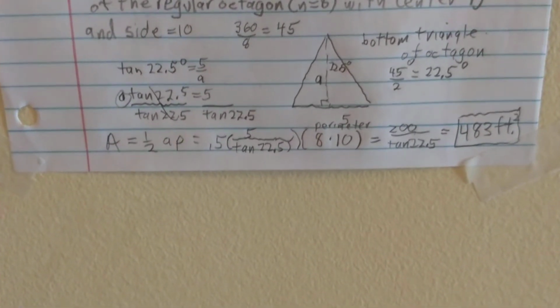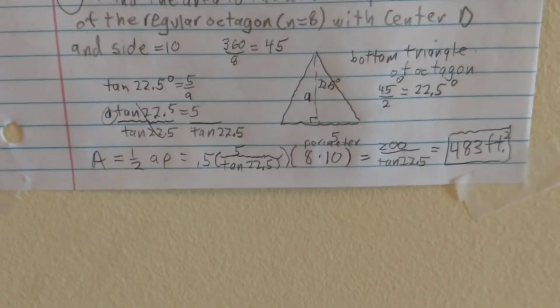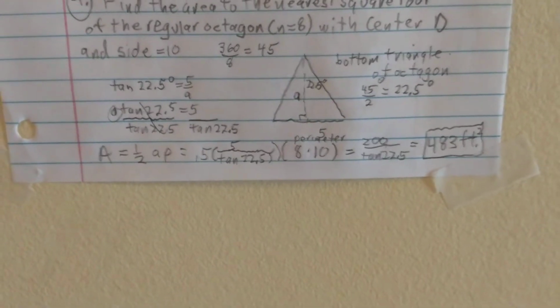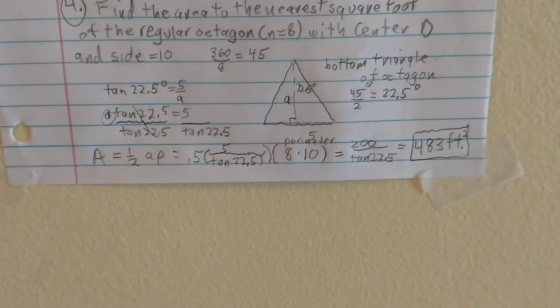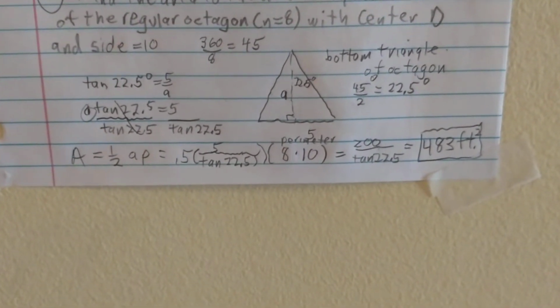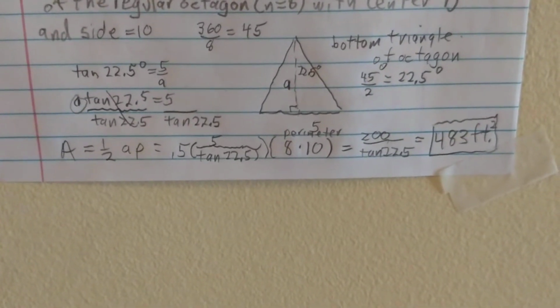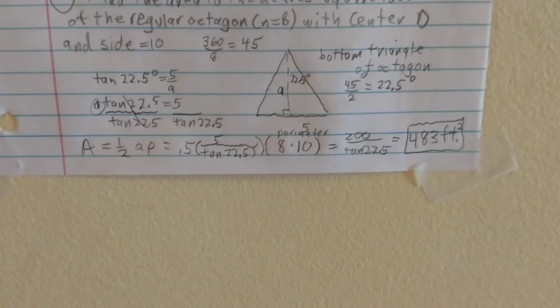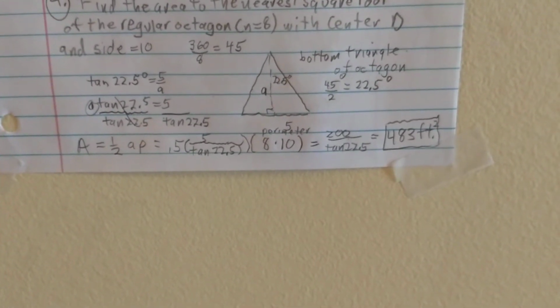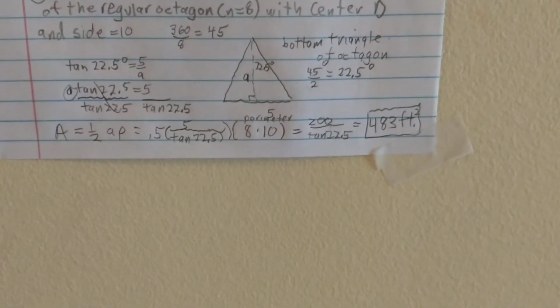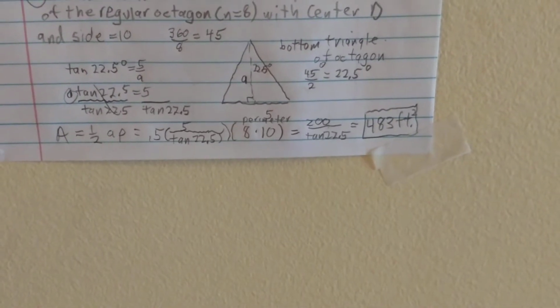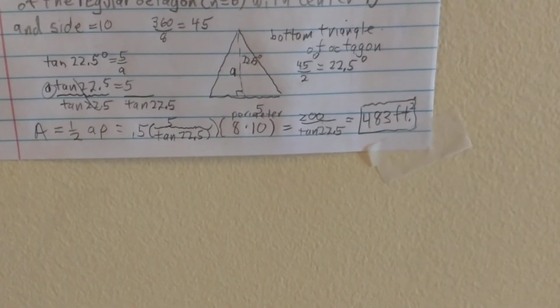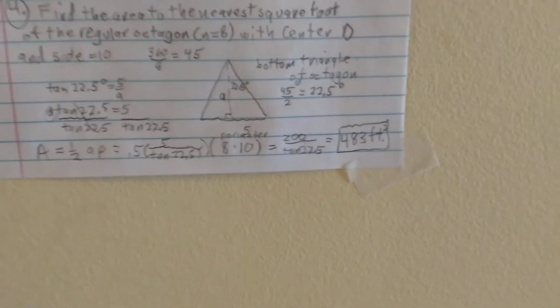So remember, the area is equal to 1/2 the apothem times the perimeter, which is 0.5, and then what we found for the apothem, 5 over tangent 22.5, and then the perimeter is 8 sides of 10. So multiplying the top numbers, 200 over tangent 22.5, or to the nearest foot as it asked, square foot, 483 square feet.